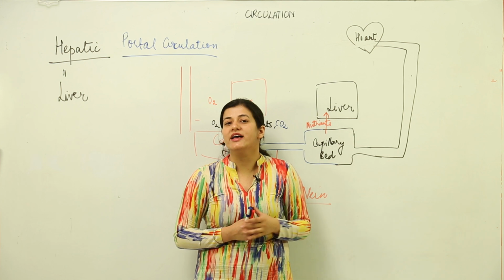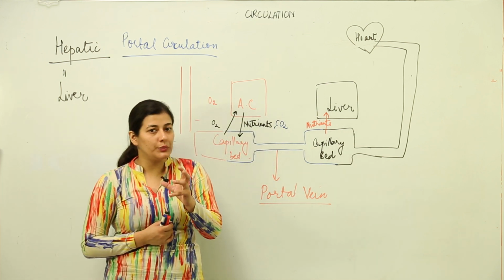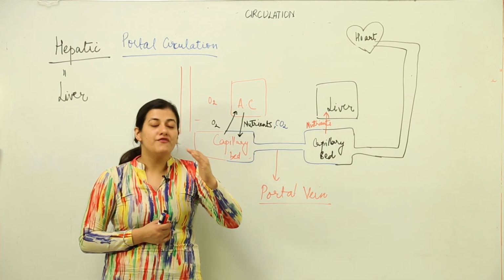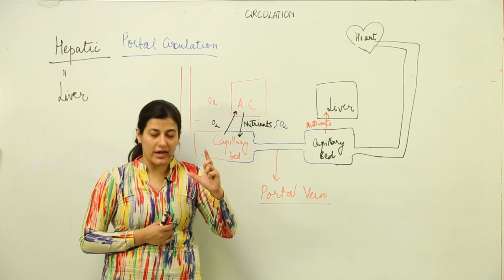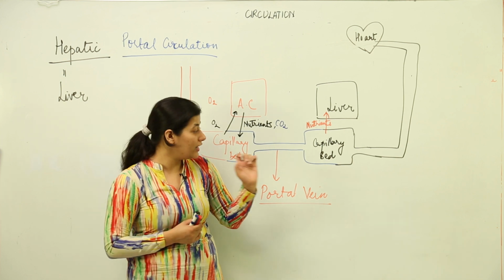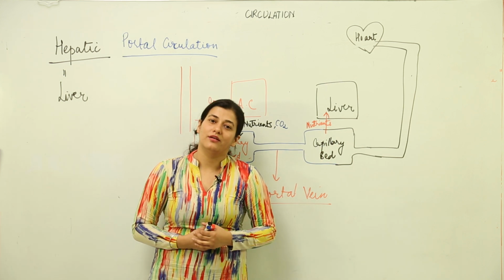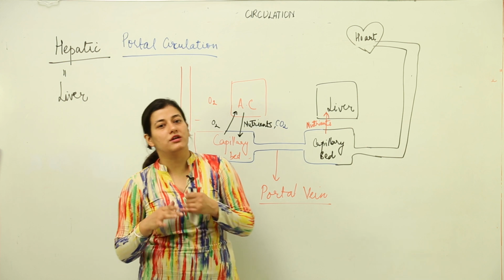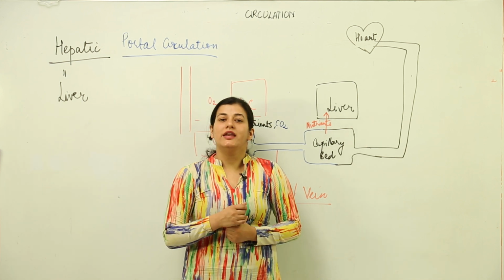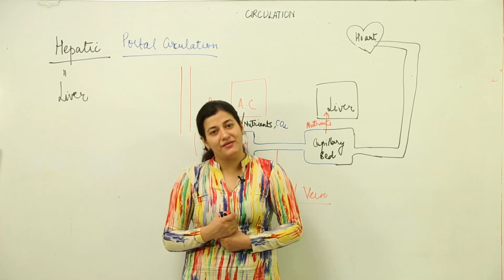So that is known as portal circulation, and the vein which carries the nutrients from the alimentary canal to the liver is known as portal vein. So this is all about the types of circulation we have in our body. Next we are going to deal with the lymphatic system.